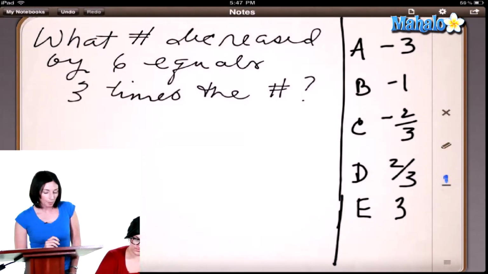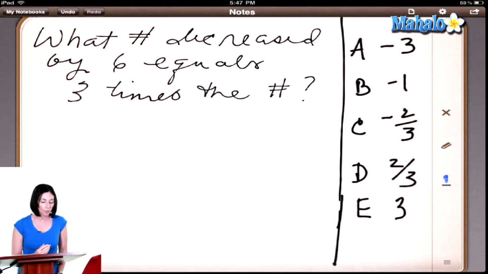So let's get started. Okay, let's look at question number 11. What number decreased by 6 equals 3 times the number? What do you think, Chrissy? Do you have an idea? Well, automatically I want to jump to 3 times the number, so I think of 2. Okay. Times 3, but 2 isn't one of the answers. Right. So now I'm trying to figure out, what number is decreased by 6.